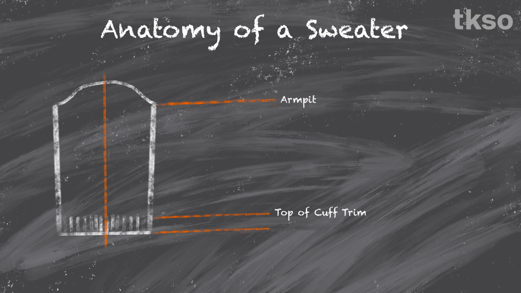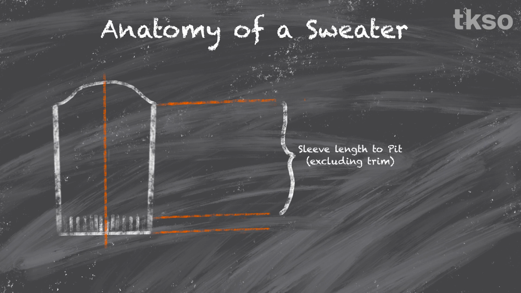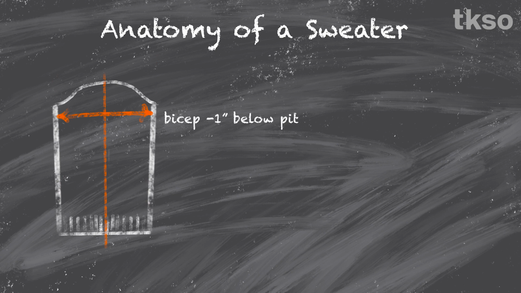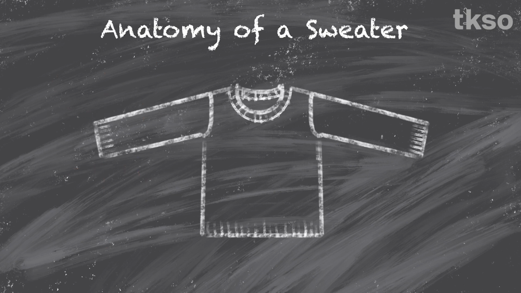The distance between the top of the cuff and the armpit is the sleeve length to pit, excluding trim. Add the sleeve head and trim and we have the total sleeve length. Width-wise, we have the sleeve pit to pit, the cuff width about 1 inch above the trim, again because the rib can distort the measurement. Sometimes it's useful to have a bicep and elbow if there is a lot of shaping in the sleeve. That should be enough for now.